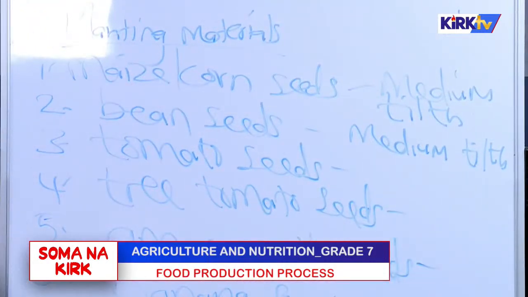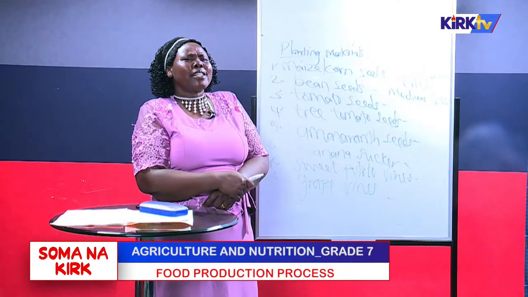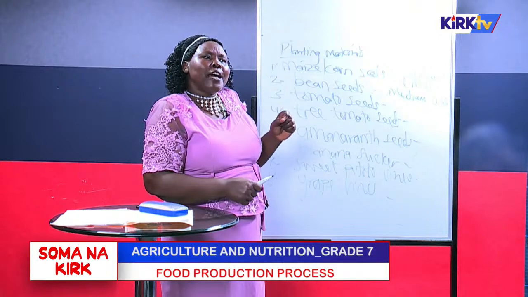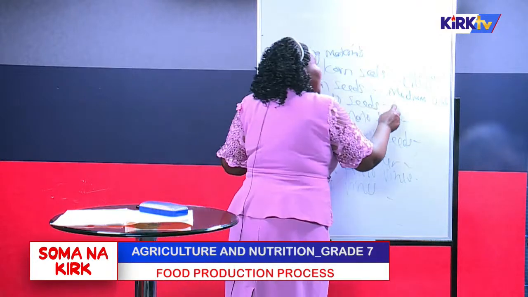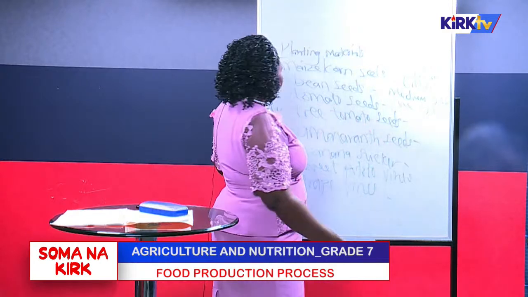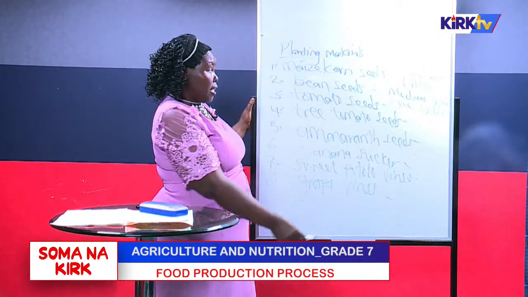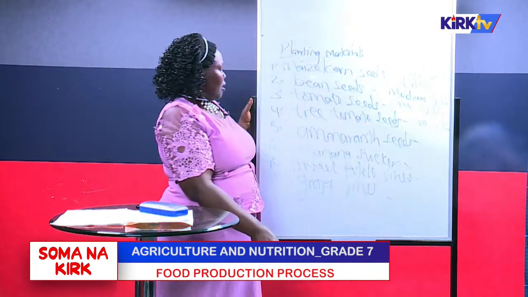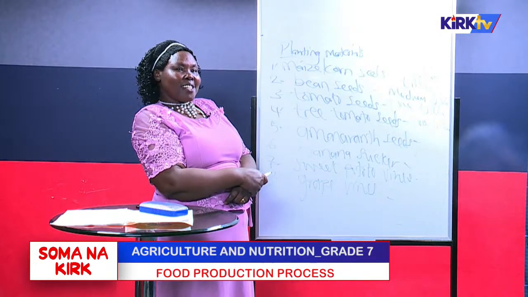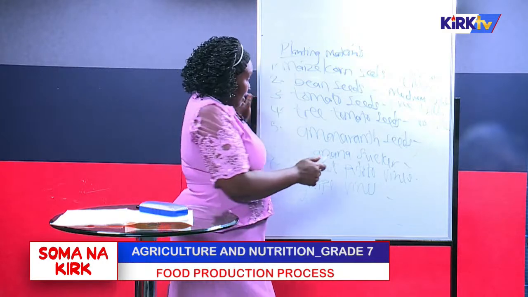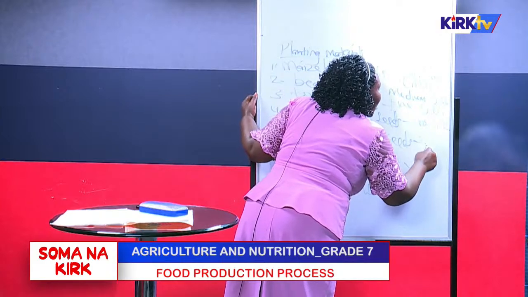Then we have tomato seeds. These are quite tiny. They are so small. There are so many in one fruit, such that you require to prepare a very fine tilth in a nursery bed. So this will require fine tilth. And then the tree tomatoes, again, very tiny seeds. They will require fine tilth. Amaranth seeds, the terere seeds, they are so small that you are not even able to handle one by your fingers. Therefore, they require also very fine tilth.